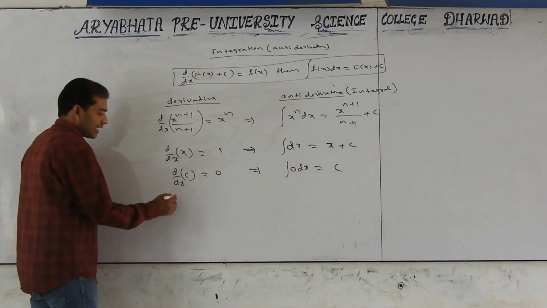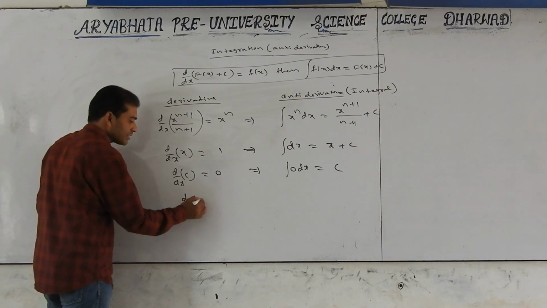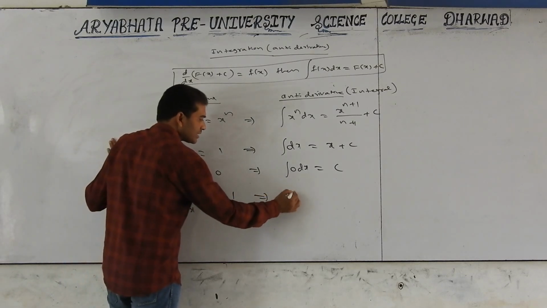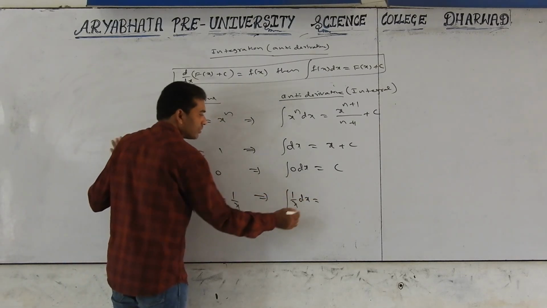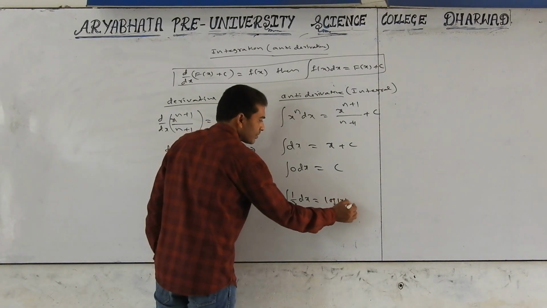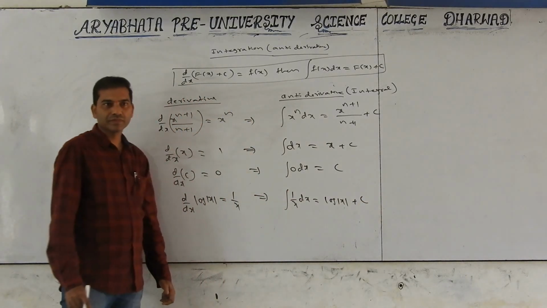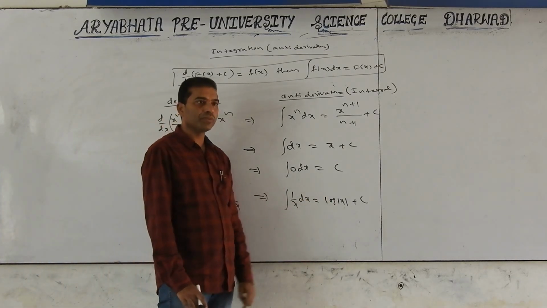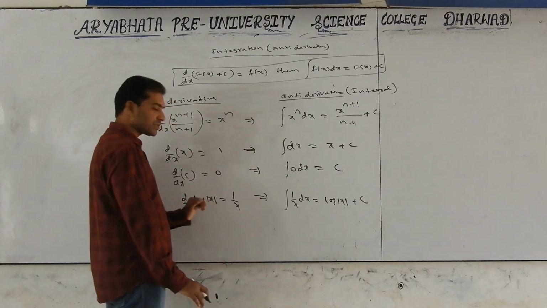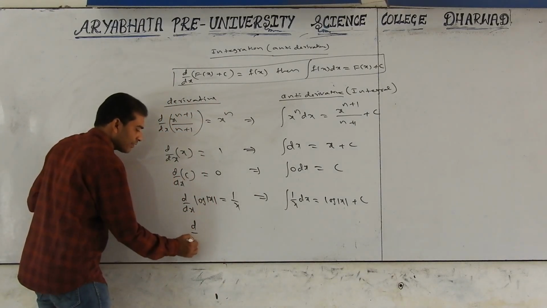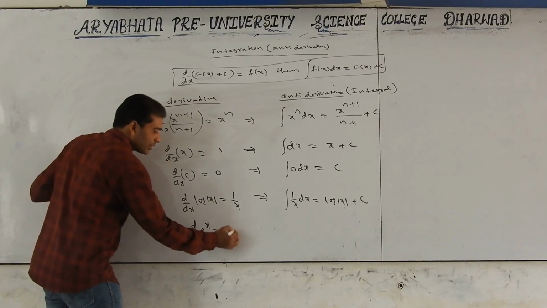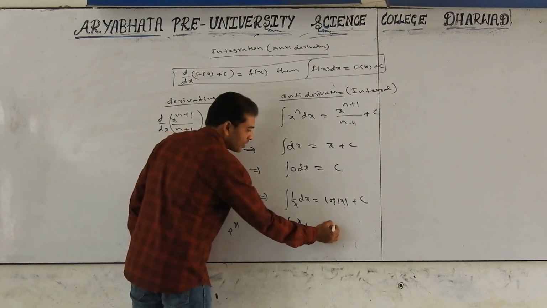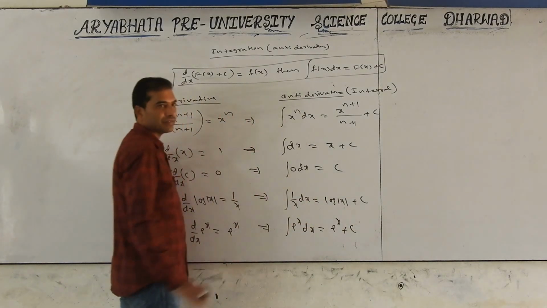Okay. Next, d by dx of log mod x equal to 1 by x. Then integration of 1 by x dx equal to log x plus c. Are you following? Derivative of log x is 1 by x. Integration of 1 by x equal to log x plus c. The next one, d by dx of e raised to x equal to e raised to x. Then integration of e power x dx equal to e raised to x plus c.